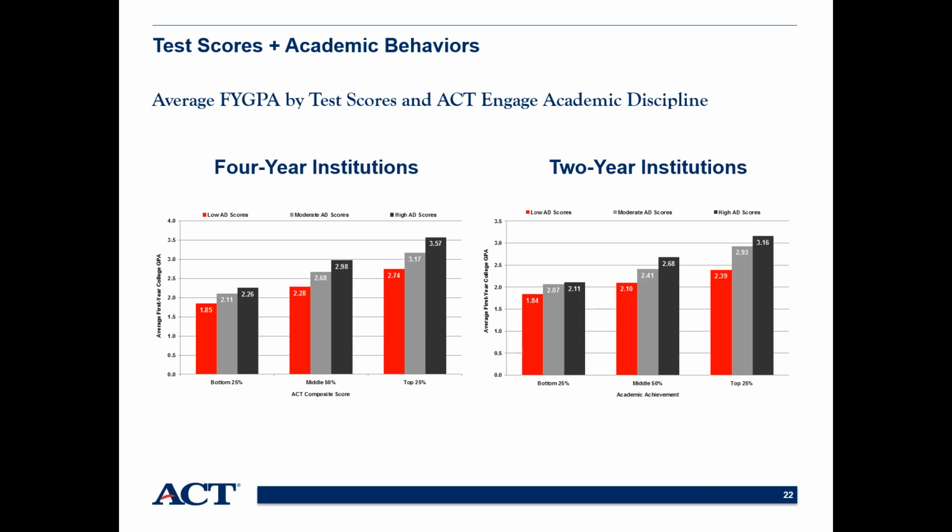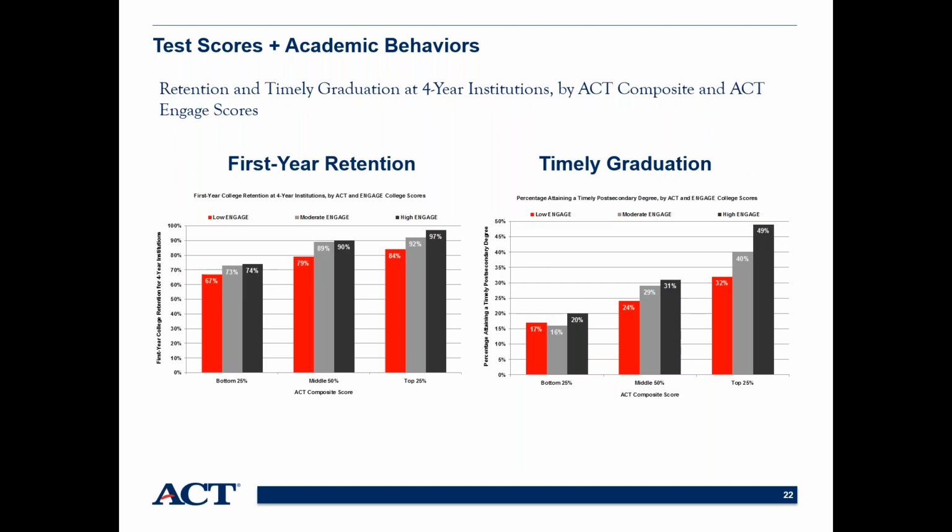However, for students who are still academically able in terms of test scores or cognitive skills, those with low Engage have a much lower first-year GPA. Their average first-year GPA is 2.74. What I want you to also note on this slide is that sometimes non-cognitive skills can compensate for lower cognitive skills. So again, the student who had high test scores but low academic discipline scores, they had a 2.74. But if you compare that to a student with a middle 50 percentile ACT composite score but high academic discipline scores, their average first-year GPA was 2.98. So they had lower scores but higher academic discipline scores and did better in college. If you look at the results for two-year institutions, they are largely the same.